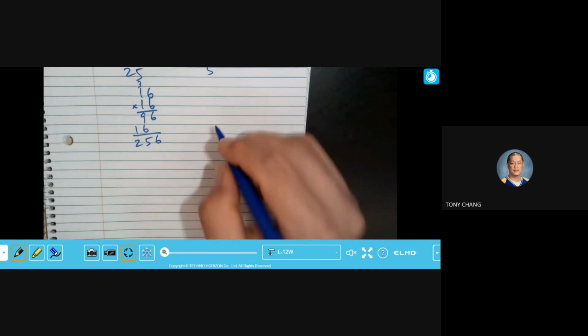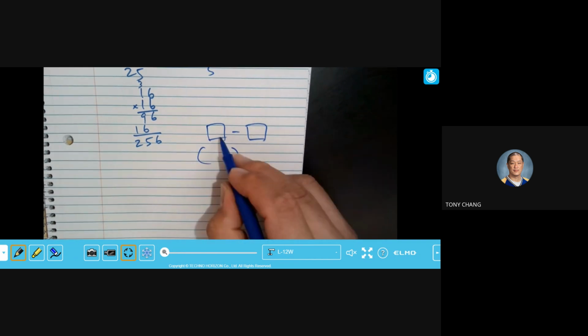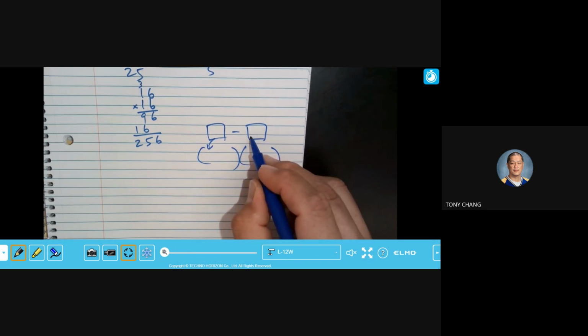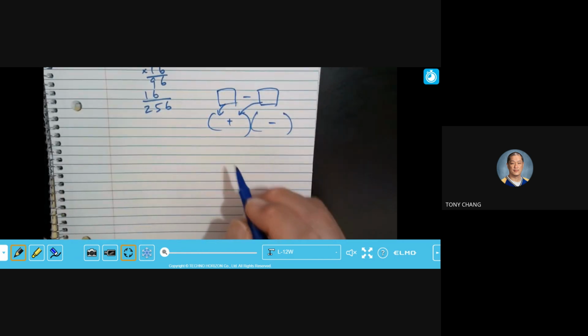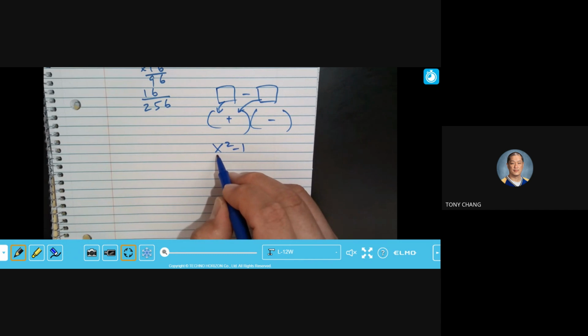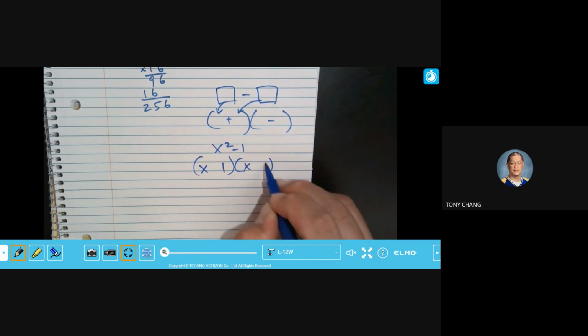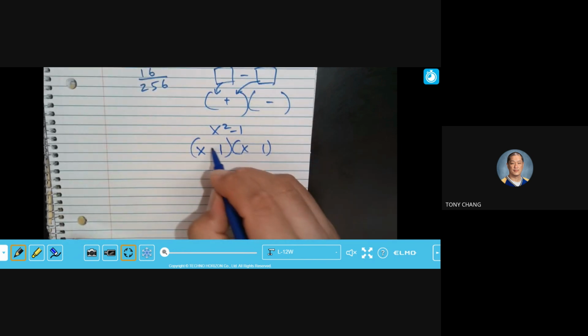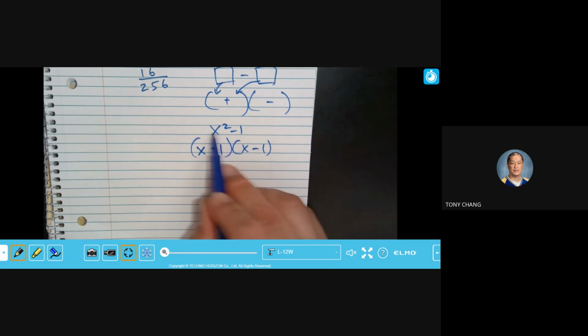Now if you have a perfect square here, and a perfect square here, all you have to do is take the square root of that and put it here, take the square root of that and put it here. One's going to be a plus, one's going to be a minus. So for this question, x squared minus 1: I square root this, x. I square root the 1, 1. I do the same thing twice. One's going to be a plus, one's going to be a minus. This is called the difference of squares.